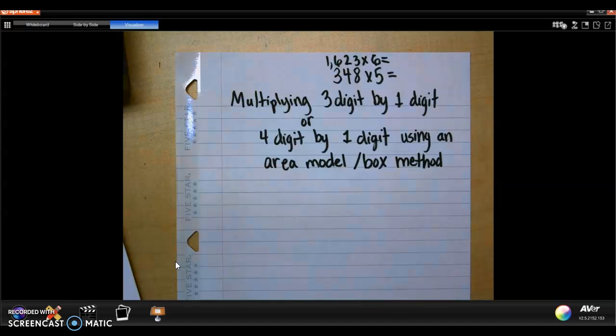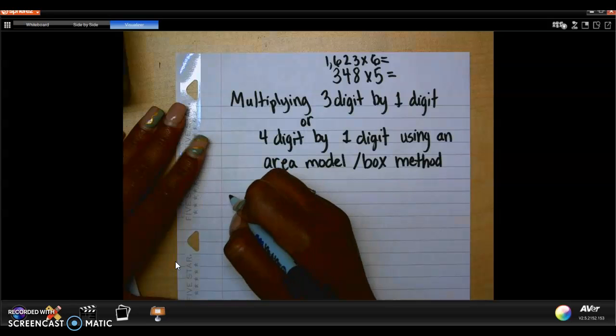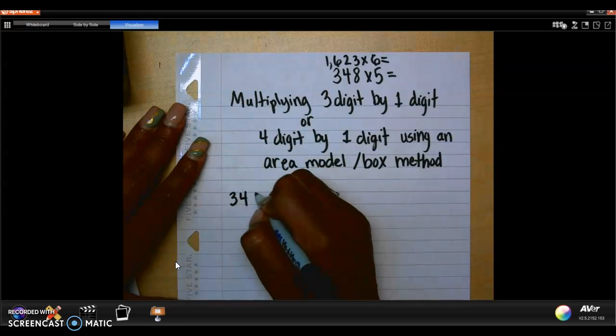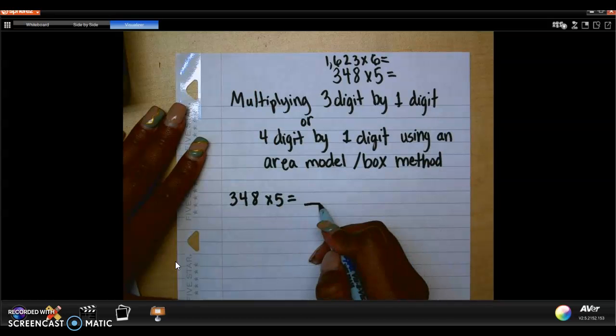We've learned to use an array, which will be more like place value blocks in representing these numbers, but it can take a really long time. So I'm going to show you with the method we call the area model or the box method. You have seen this in 3rd grade in a smaller format. So I'm going to write down this first problem: 348 times 5. We're going to figure out what that equals.